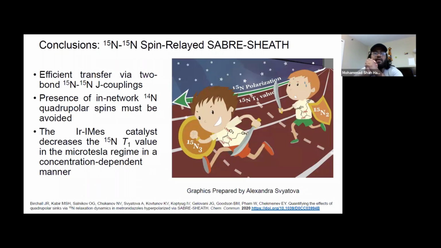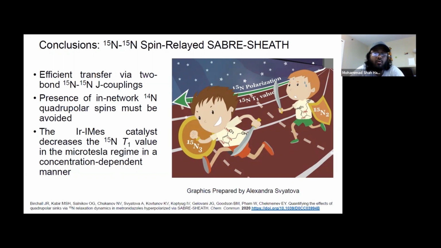So from our experiment, we concluded that the 2-bond and 15N J couplings are happening because of the efficient transfer, and the N2 metronidazole isotopologue has 14N and 14N nitrogen, which is bad for the T1 relaxation because they have the quadrupolar spin effect. And we saw the catalytic effect: higher concentration is best for the polarization, but lower concentration of catalyst is best for the T1 value.